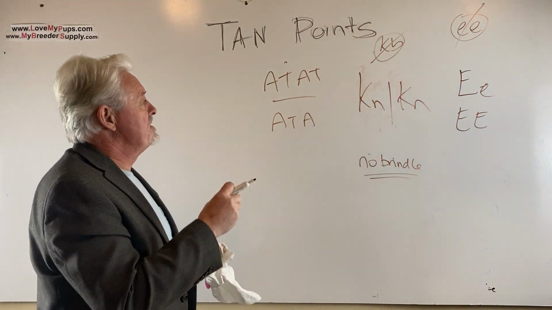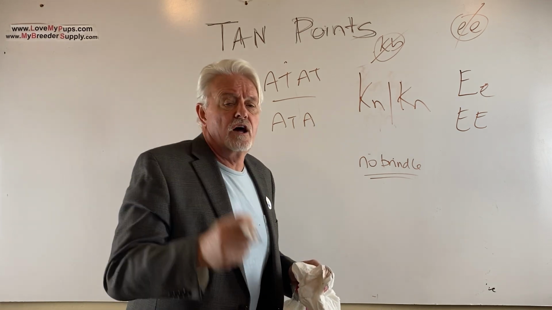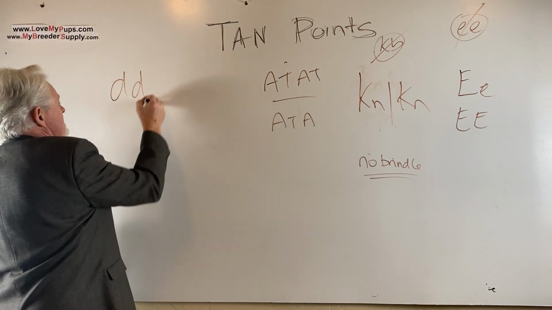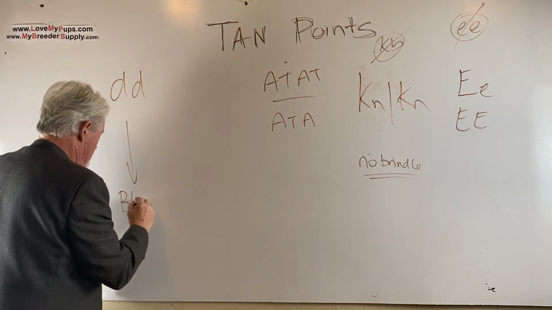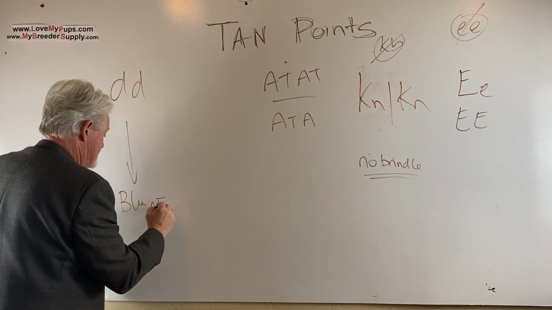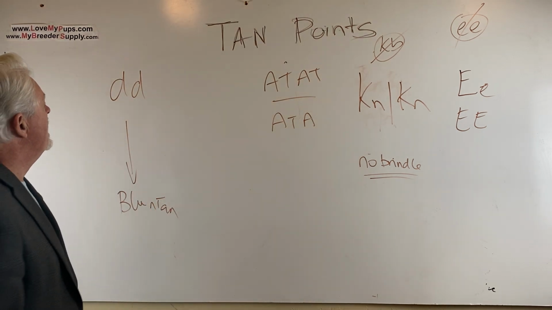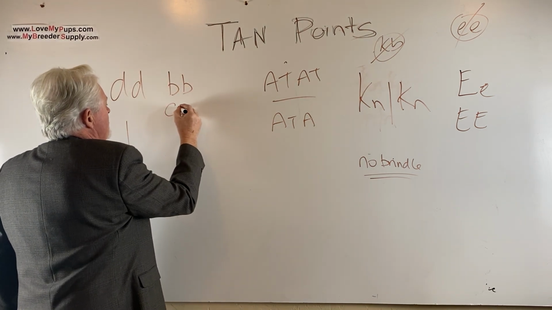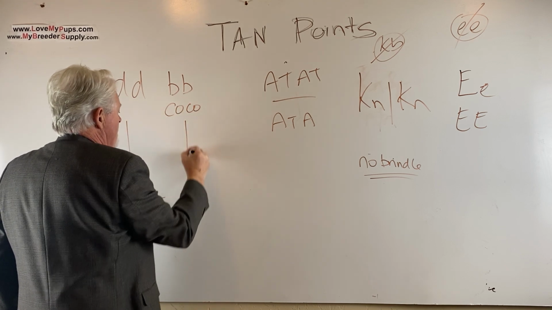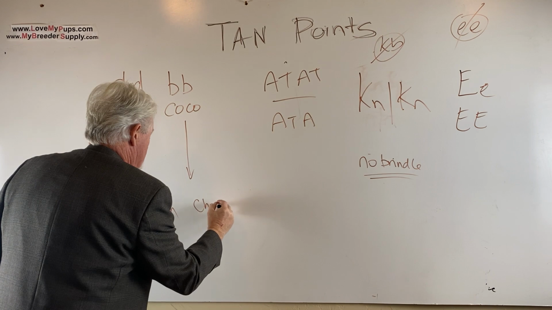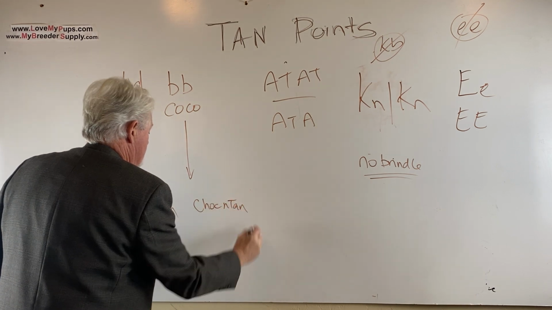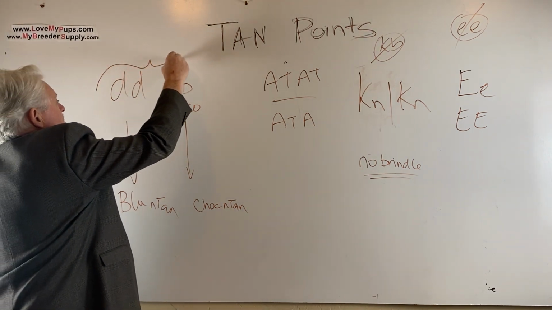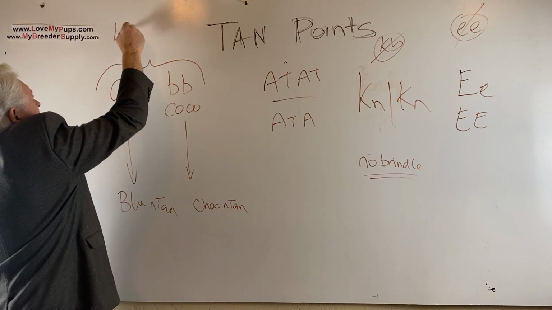So now we're going to get into the color. This is going to determine whether this is a blue dog, a chocolate dog, a lilac dog, or a black dog. So if the dog is little d, that becomes a blue and tan. There's your blue and tan. That's the blue and tan dog. If the dog is little b, or the other version of it, little co, that is a chocolate and tan. If the dog has both of those genes together, then this becomes a lilac and tan.